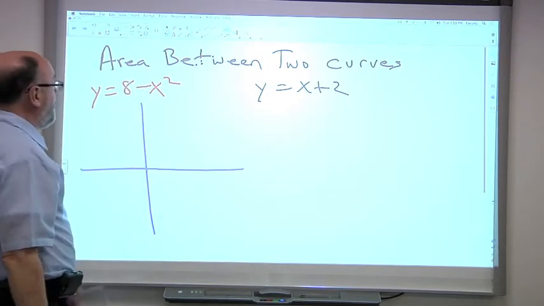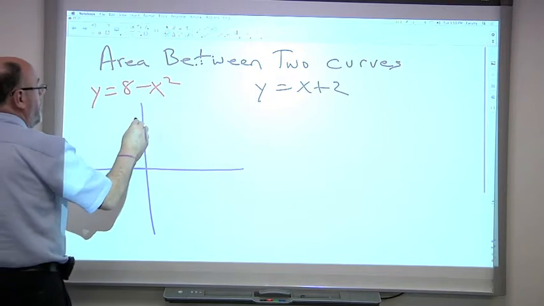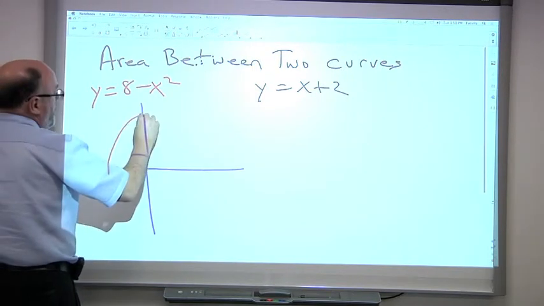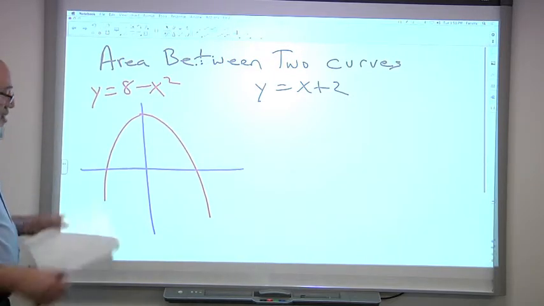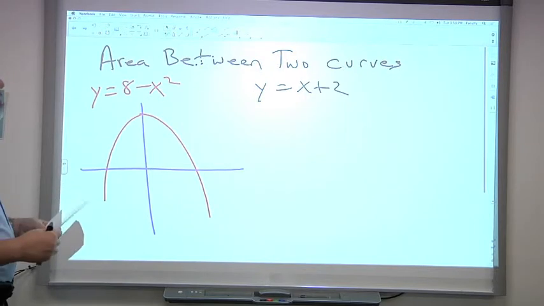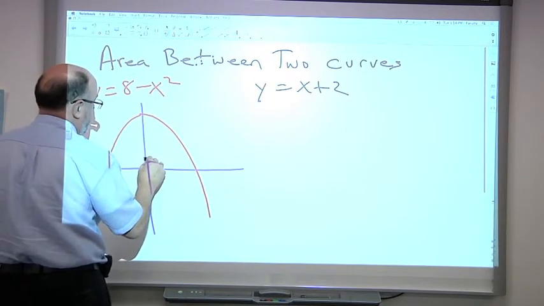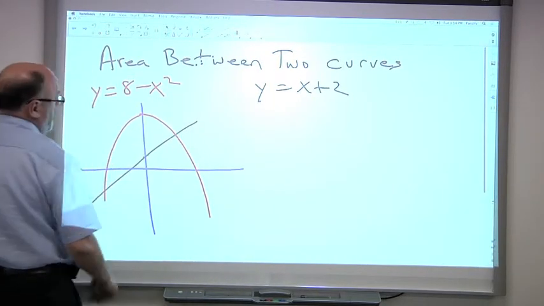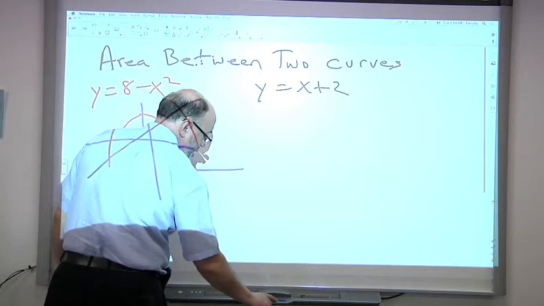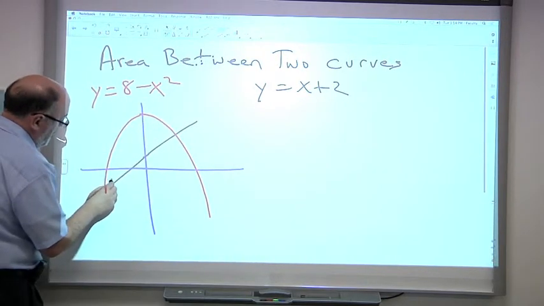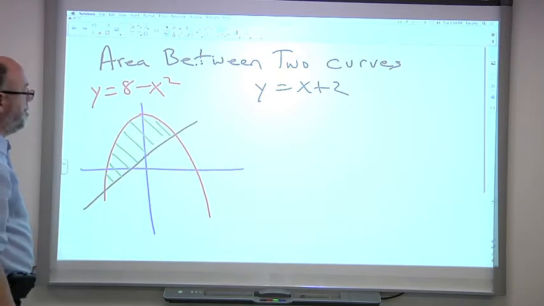This is a parabola opening downwards, maximum value of 8. And so it's going to look something like that. Right? My other one is an equation of a straight line with a slope of 1, y-intercept of 2, and so it's going to be looking something like that. And so what we want to find is the area in between. So what we want to know is what is that area in between those two points.